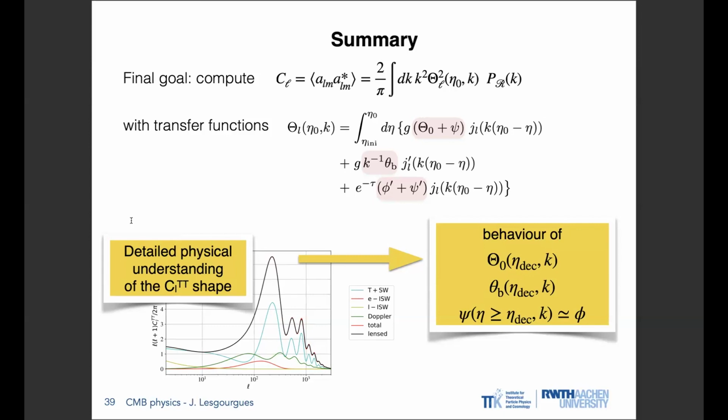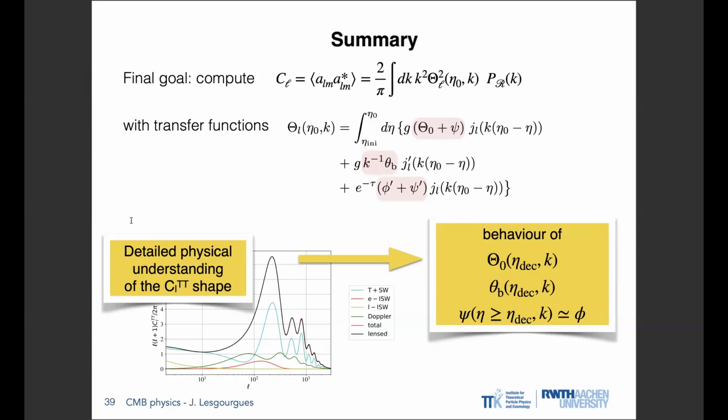So we found that there is a fantastic quantity, the C_Ls, which can be both predicted by the theory and measured by observers. It's the variance of our a_lm coefficients of the temperature anisotropy map, and it's given by an integral over Fourier modes of the primordial spectrum multiplied by the multipole L of the transfer function of temperature anisotropies at time eta_0. So if we want to compute the C_L, we need to understand the shape of this function.